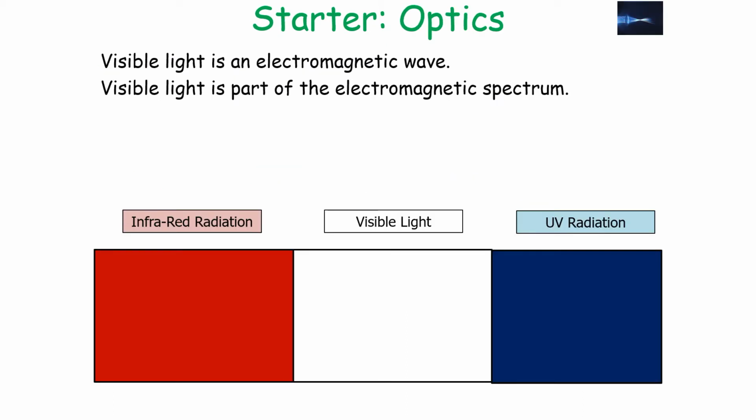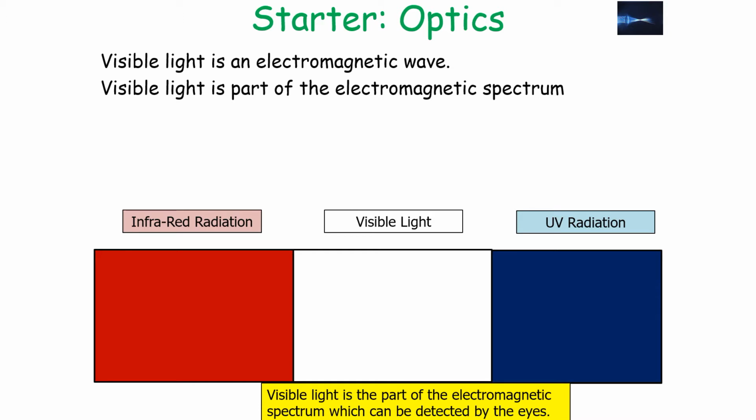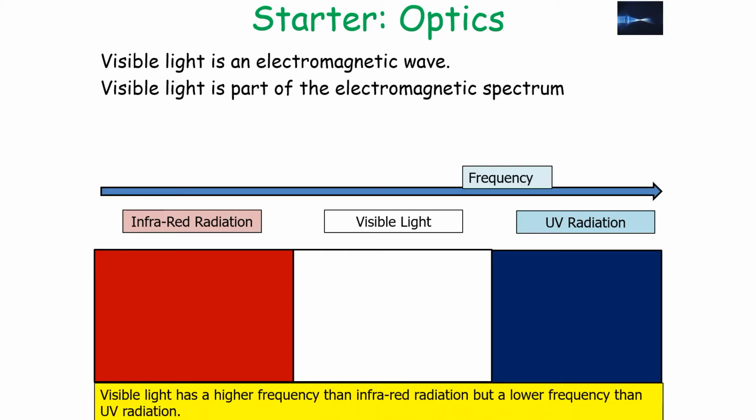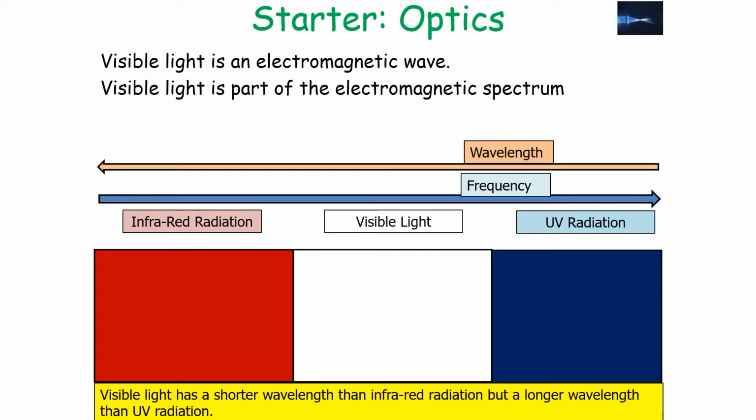So visible light is an electromagnetic wave and it's part of the electromagnetic spectrum. Visible light is the part of the electromagnetic spectrum which can be detected by our eyes. Now visible light has a higher frequency than infrared radiation but a lower frequency than ultraviolet radiation. But conversely, visible light has a shorter wavelength than infrared radiation but a longer wavelength than ultraviolet radiation.